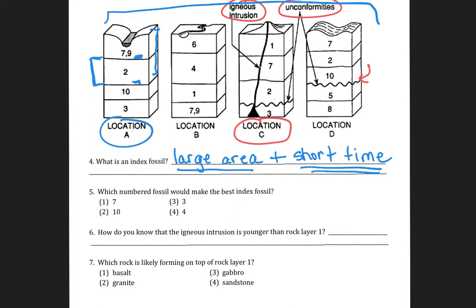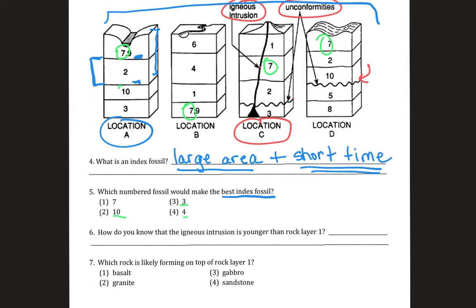Okay, so question number 5, which numbered fossil would make the best index fossil? Oh, so we're looking for something that's going to show up in all of the locations, but maybe only in one rock layer in each location. So if we go through each of these, number 7, we see that it shows up here, here, here in location C, and here in location D. Seems like that would be a good choice, right? But I'm not going to stop there. I'm going to just make sure that all of my other answers don't make sense.